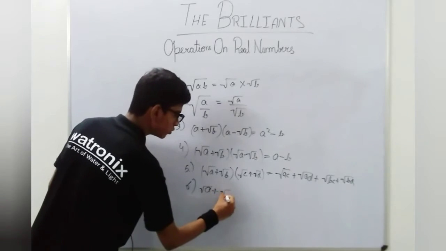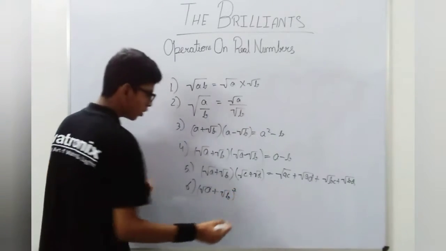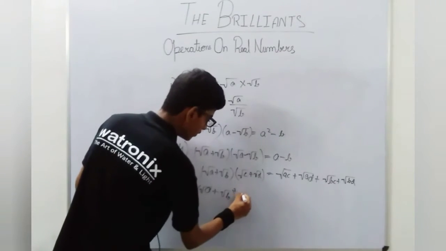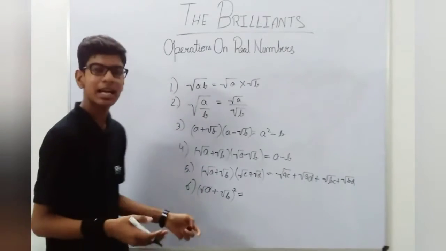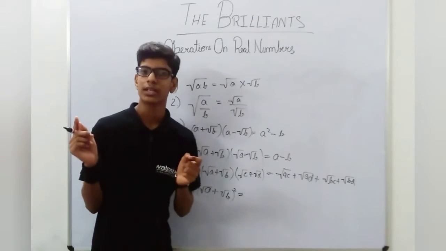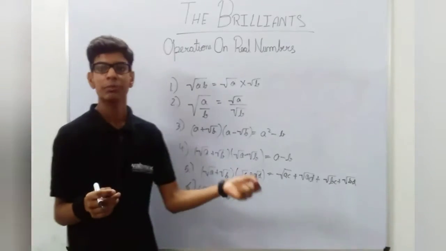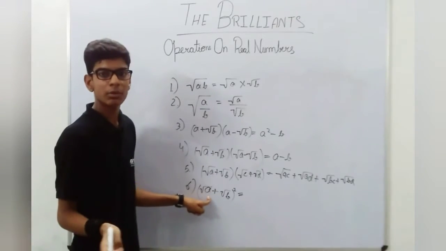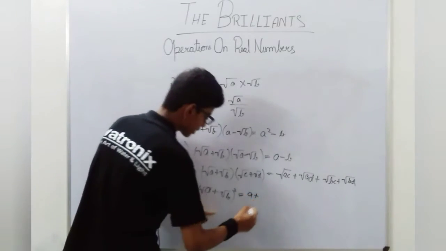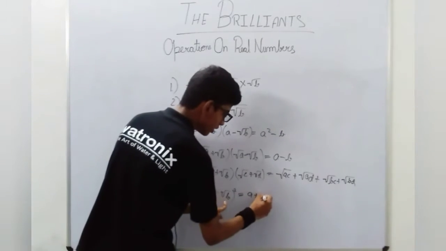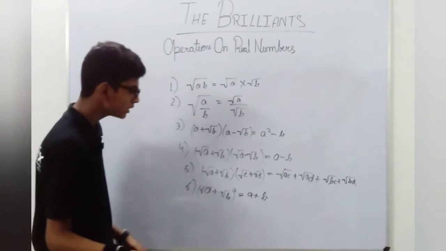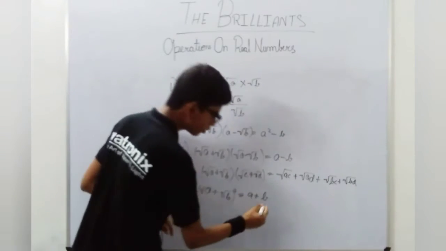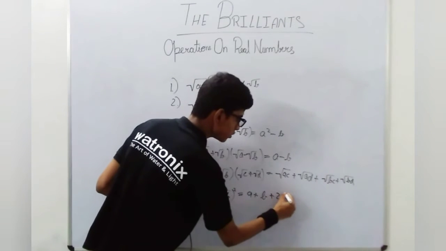(√a + √b) whole square, or (√a + √b) multiplied by (√a + √b). In this we apply the identity of (a + b) whole square. You have studied that (a + b)² is a² + b² + 2ab. So here the square of √a will be a, and the square of √b will be b. So a² and b² are clear. Now plus 2ab, that is 2 times √a multiplied by √b, so it will be 2√ab.